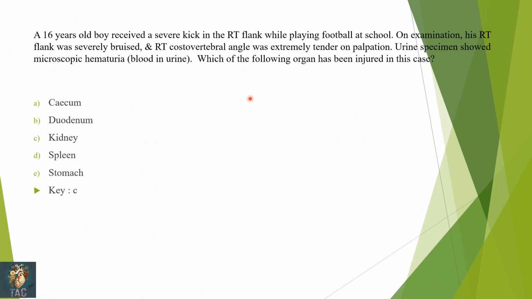Again, this is the kidney which is injured in this area, usually on the right side, and the urine contains blood. It is another point which gives you a clue that this is the kidney which is affected.